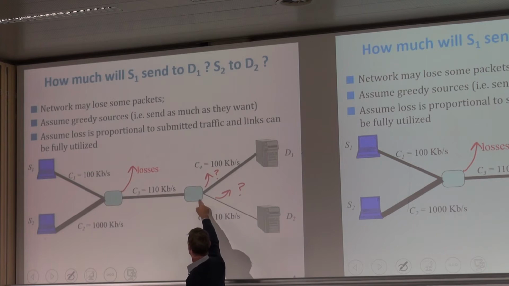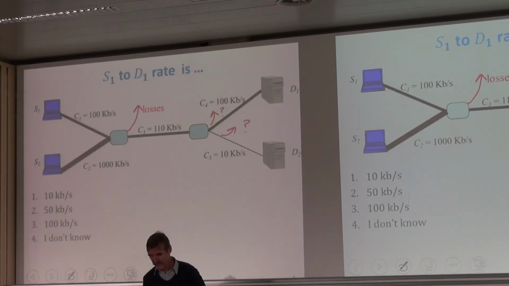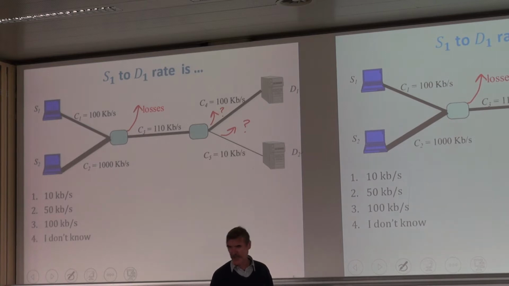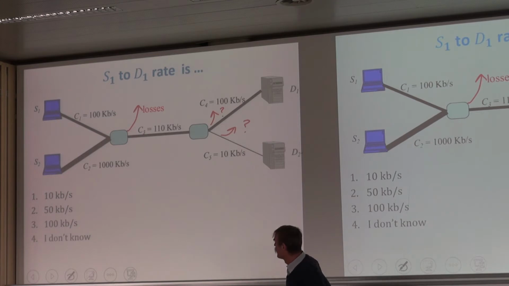Then it goes to a second router that has two output links. And this output link is at 100 and this one at 10 kilobit per second. And I assume there's nothing else in the network, all the rest is negligible. Right. Question, how much will S1 be able to send to D1? So I assume S1 is sending to D1 and S2 is sending to D2. How much will go through?